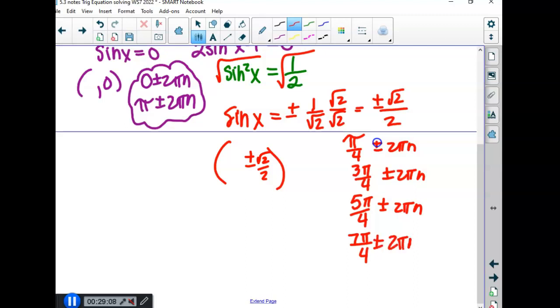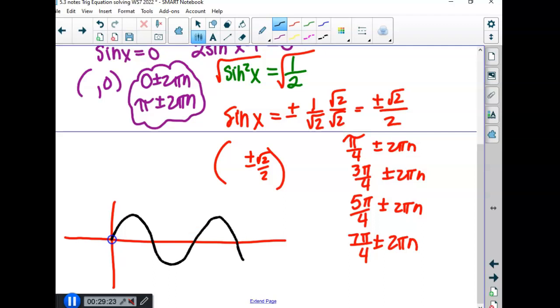There's a lot of solutions to that. Let me show you why that is. If I were to graph a sine graph, it said where it hits 0. Does it hit 0 a whole bunch of times, guys? And positive square root of 2 over 2, which would be a line up here somewhere, and negative square root of 2 over 2. Do you see how many solutions there are? Lots and lots and lots. Now, does anybody want to try to write that shorter?